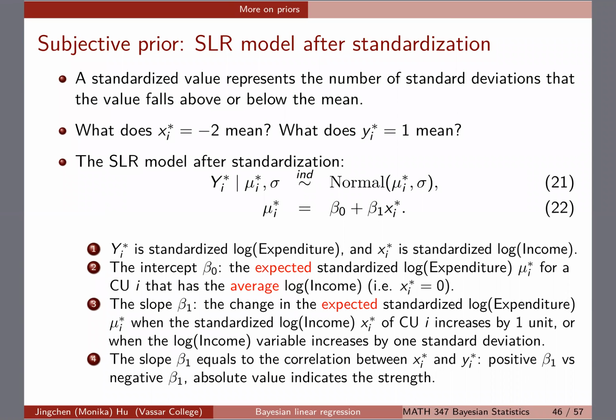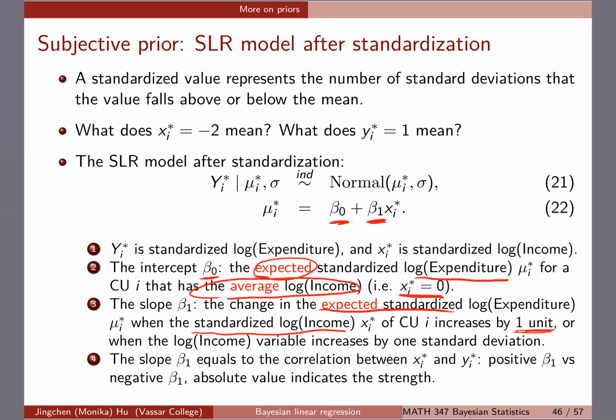Once you do the standardization, the value is the number of standard deviations away, either above or below the mean. That changes our interpretation of beta 0 and beta 1, the intercept and the slope. The intercept now becomes the expected standardized log expenditure where xi star is 0, that is, the observation which has the average log income. Similarly, the slope is the change in the expected standardized log expenditure when the standardized log income xi star increases by 1 unit, which equivalently means changing the standardized log income by 1 standard deviation.